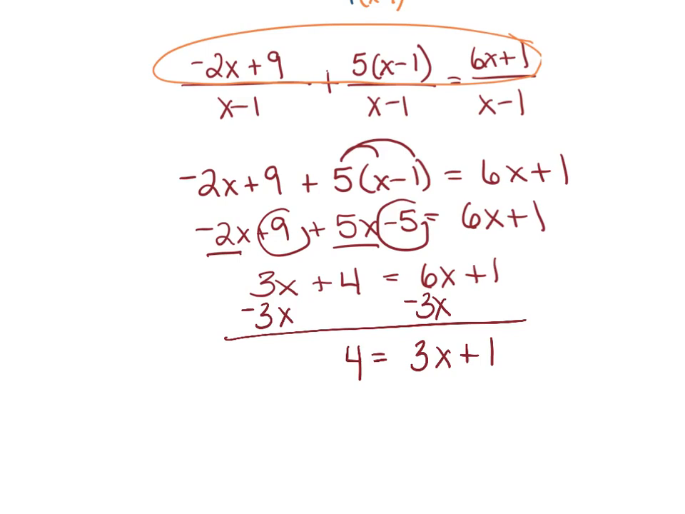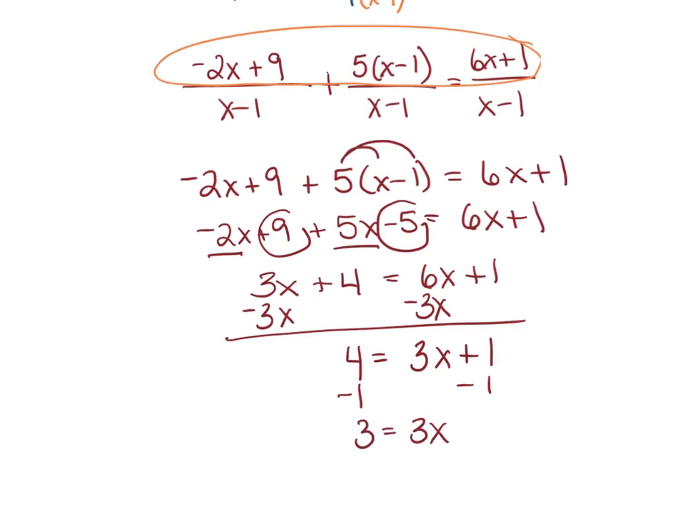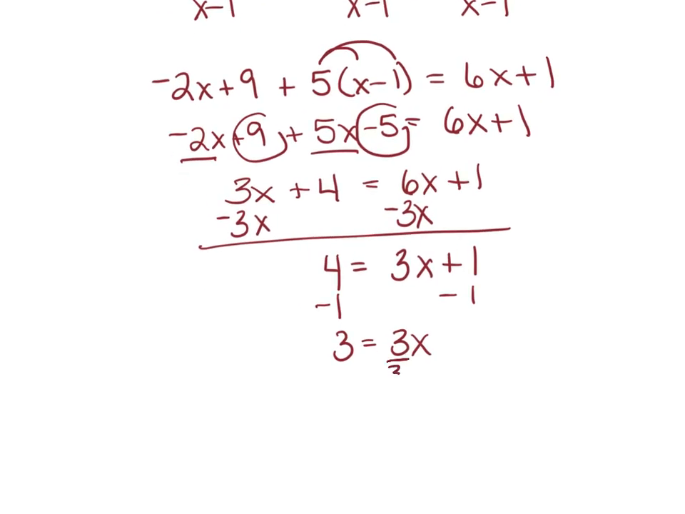Then you're going to end up with 4 equals 3x plus 1. I'm going to subtract 1 from each side. You'll get 3 equals 3x. And finally, we're going to divide each side by 3 and get x equals 1. So just remember, common denominators is our key with these particular problems. And let me know if you have more questions.